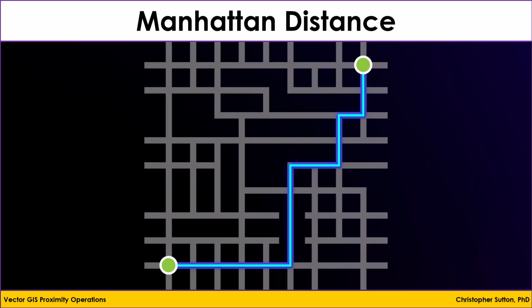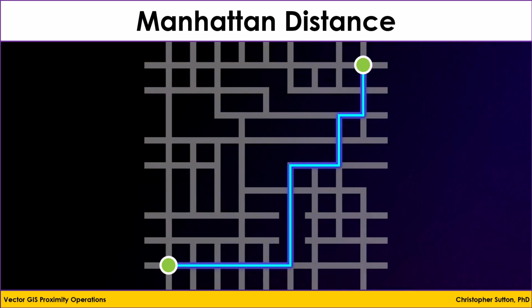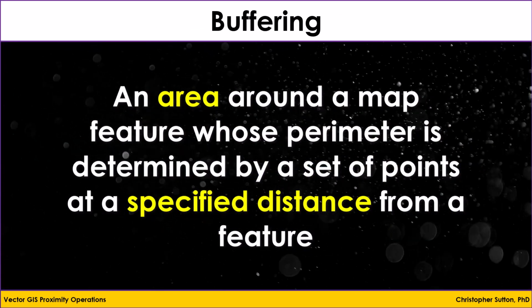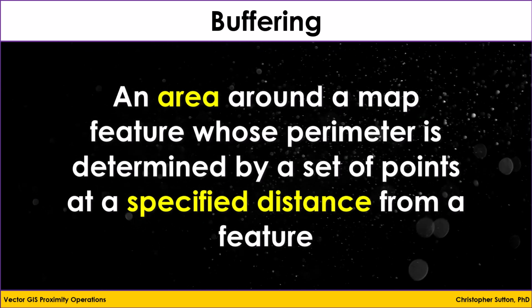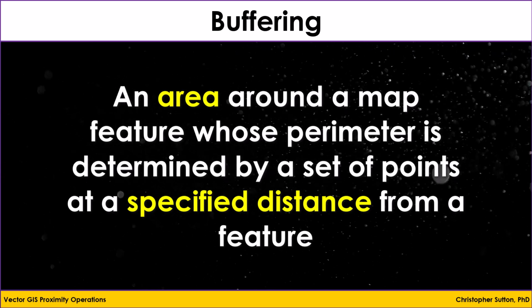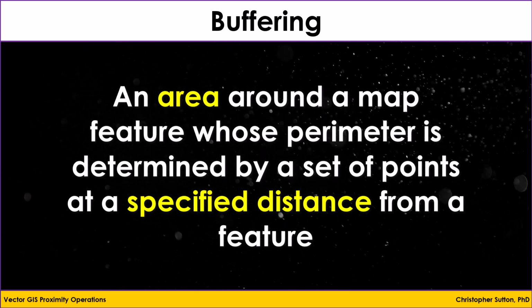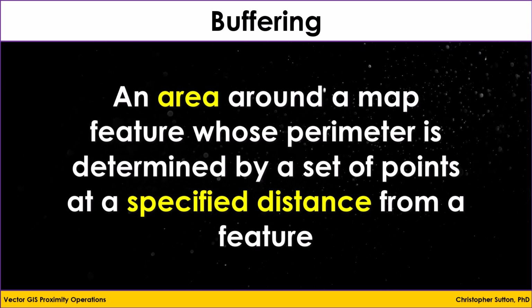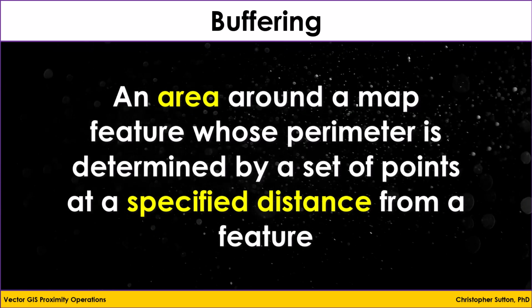If proximity operations are based on distance measurements, what are the actual operations that we use? One of the most common proximity operations is buffering. Buffering involves creating an area around a map feature whose perimeter is determined by a set of points at a specified distance from the feature. Buffers are very useful in GIS. For example, we could create a buffer zone around a river to help in flood risk assessment by identifying all lands within a certain distance that might be affected by flooding.